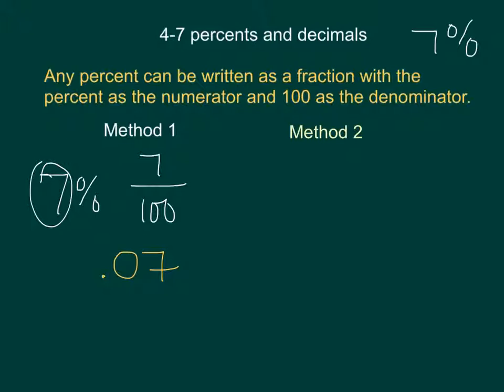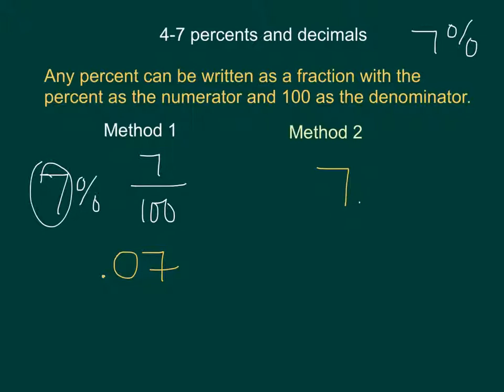The next method is dividing it mentally. So the percent symbol means to divide by 100. So you just remove the percent symbol and then divide by 100. So if it was 7%, you remove the percent sign, and so the number is just 7. Now you take that number and you divide it by 100. The decimal point currently is right behind the 7.